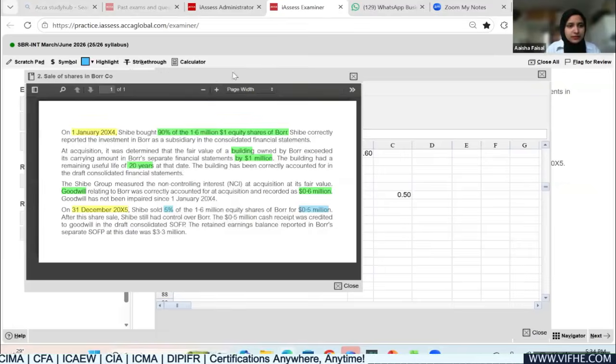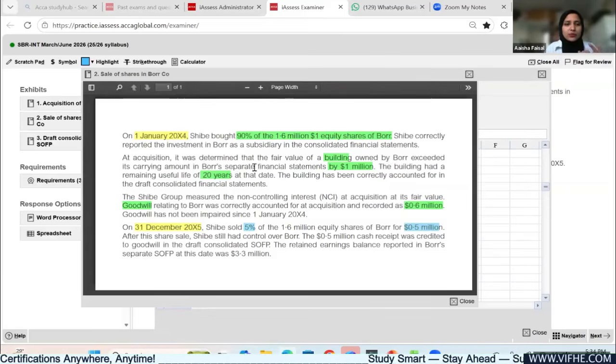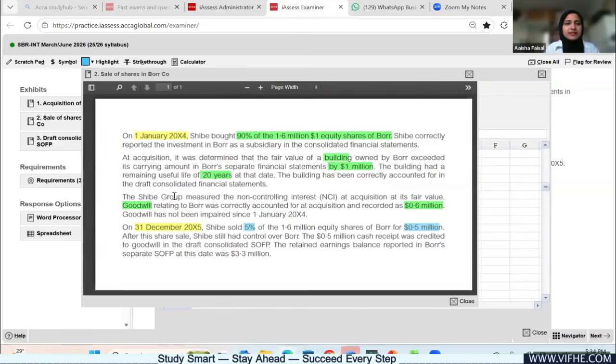Okay, I'm going to come to the scenario and show you all. At acquisition date, it was determined that the fair value of a building owned by Bohr exceeded its carrying amount in Bohr's separate financial statement by 1 million. The building had a remaining useful life of 20 years. The building has been correctly accounted for in the draft consolidated financial statements.